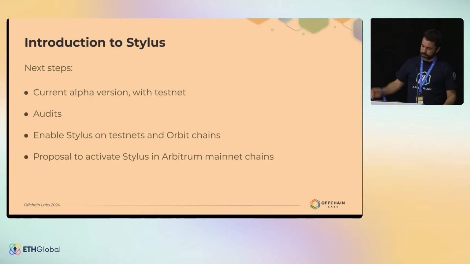And well, this is a bit to show the roadmap of Stylus. Now we have an alpha version with a testnet. We are having audits for the code. Once we make sure everything is safe, we will enable Stylus on Arbitrum testnets and Orbit chains. And finally, we will submit a proposal to activate Stylus in the Arbitrum mainnet chains.